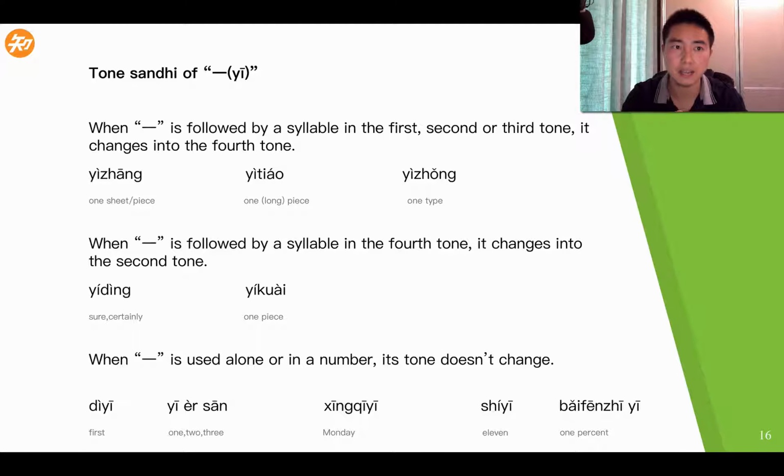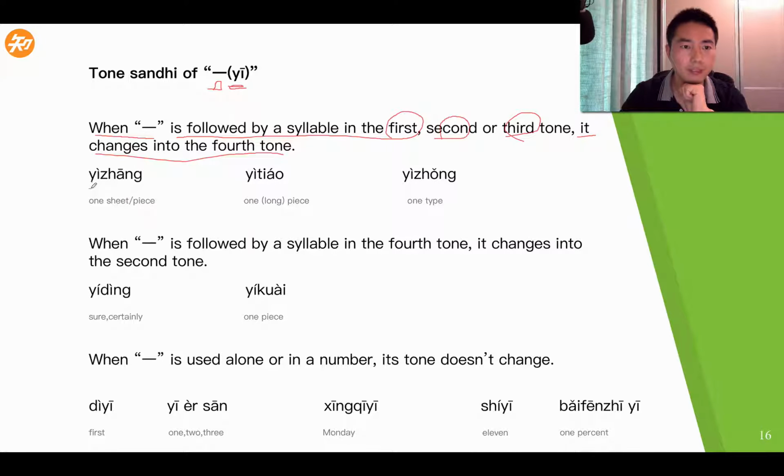Okay, now let's take a look at the Tone Sandhi. This time we're going to look at the Tone Sandhi of 一. Pay attention, this character here, the original pronunciation is yī, so it means one. But when 一 is followed by a syllable in the first, second, or third tone, it changes into the fourth tone. So if 一 is before the first, second, and the third tone, the yī becomes yí in the fourth tone. So let's take a look at these three examples.